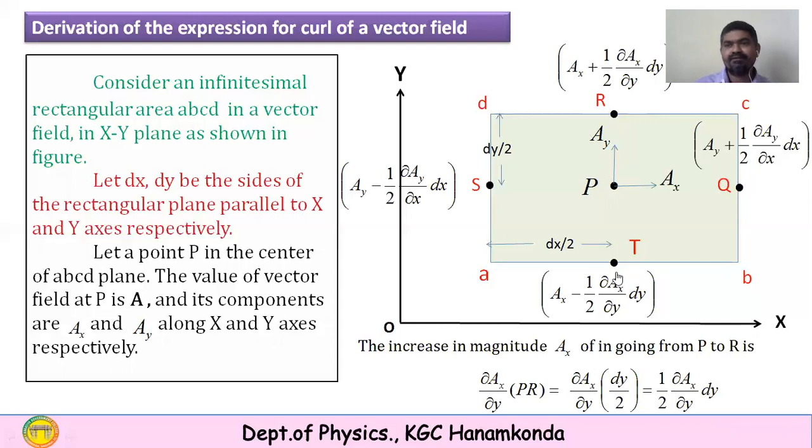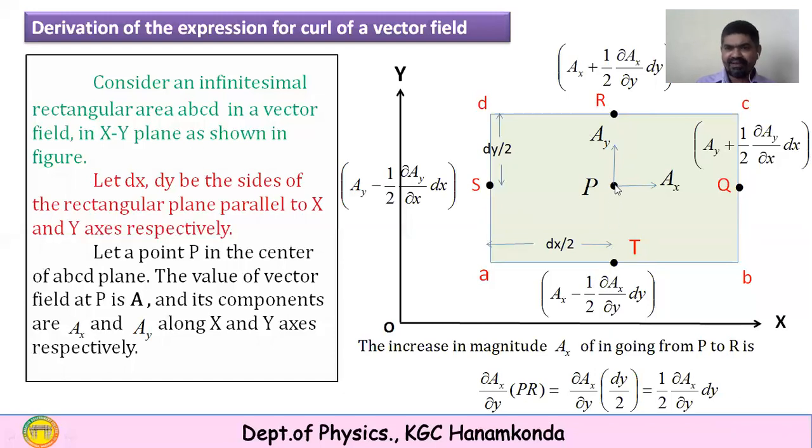What happened? The vector field decreases. So what is the decrement here when coming from P to R? That is 1 by 2 into ∂Ax/∂y into dy. Similarly, the rate of change of Ax with respect to the y-axis is ∂Ax/∂y.